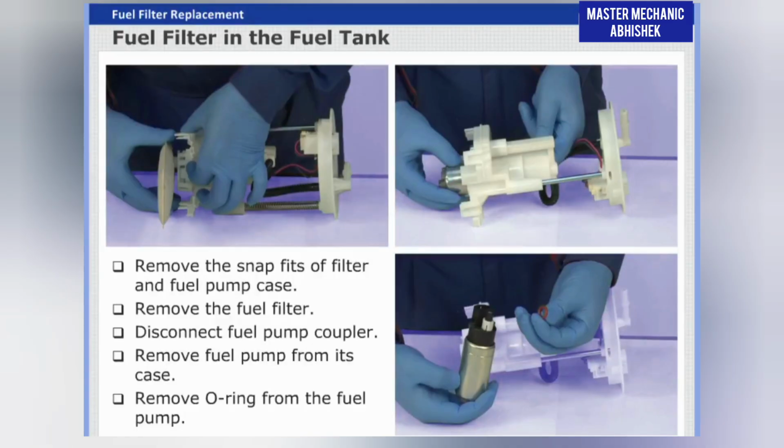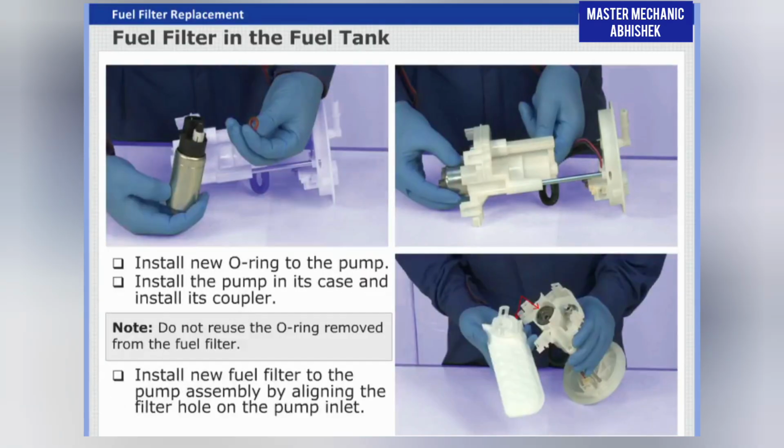Remove fuel pump from its case. Remove O-ring from the fuel pump. Install new O-ring to the pump.